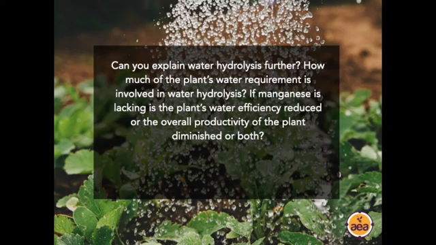And this final question is, if manganese is lacking, is the plant's water efficiency reduced or the overall productivity of the plant diminished or both? The answer in my understanding is both. You slow down the photosynthesis process, and as a result of the slowed photosynthesis process, you have increased photorespiration, which requires more water, of course, which lowers the water use efficiency, and which also has a drag on plant yield and has a yield drag effect.